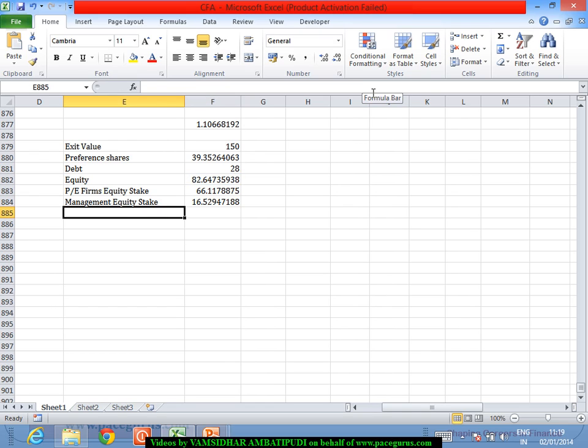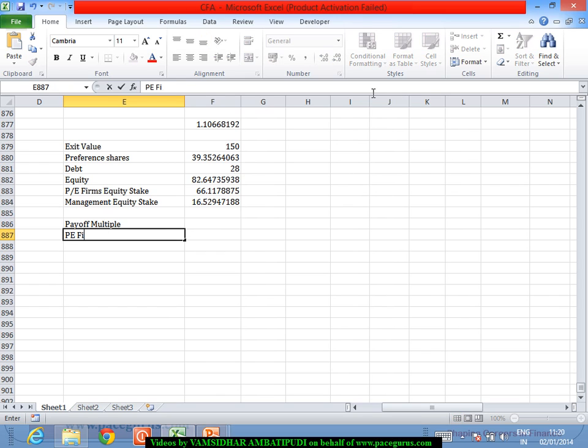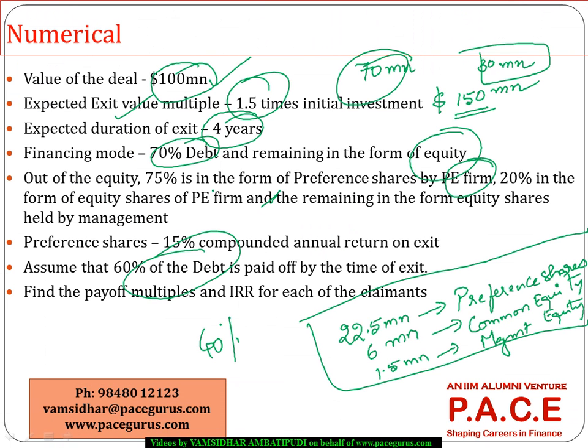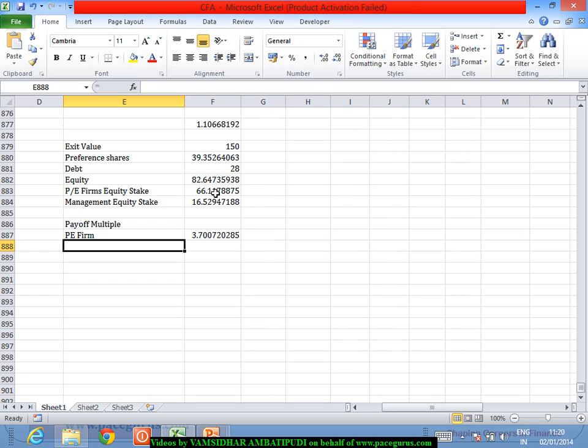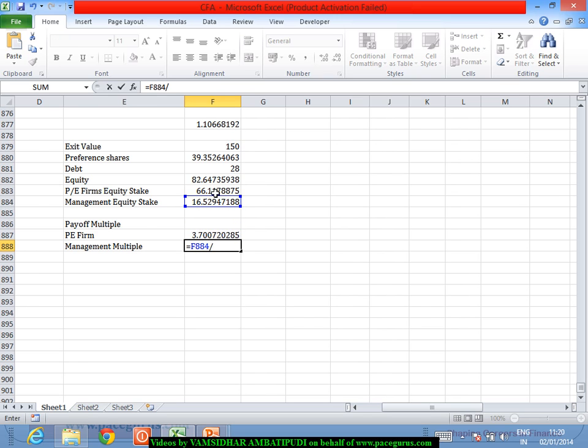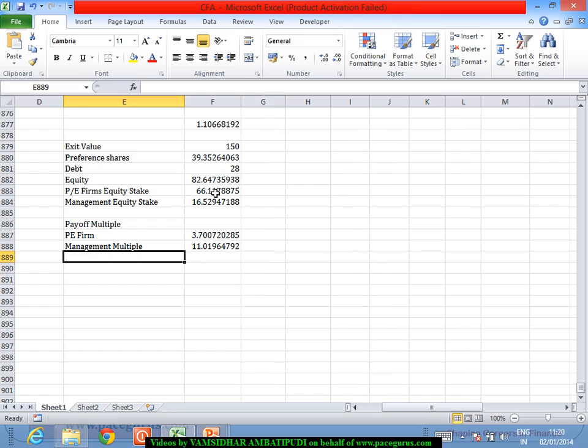So now these are the various payoffs that are going to come for different parties. When you look at the payoff multiple in the case of the private equity PE firm, the benefit they are getting is this amount as well as this amount. This is the benefit they are getting for their investment of 28.5 million. So the PE firm's multiple is almost 3.7 here. And when I look at the management multiple, in the same case, they are getting around 16.5 for only a 1.5 investment, which means they are getting 11 times their investment.